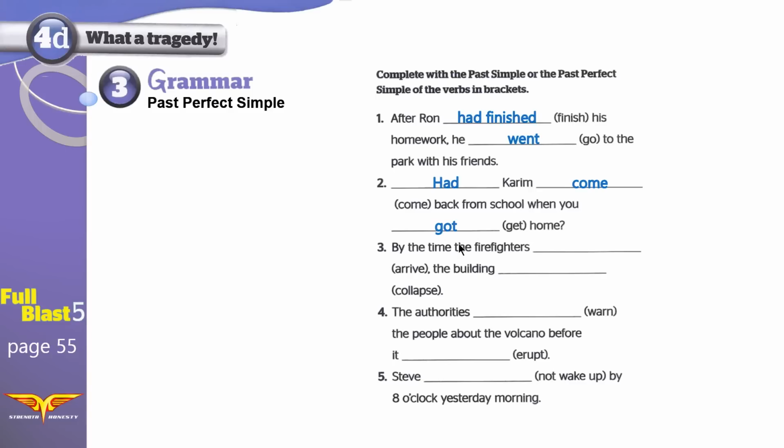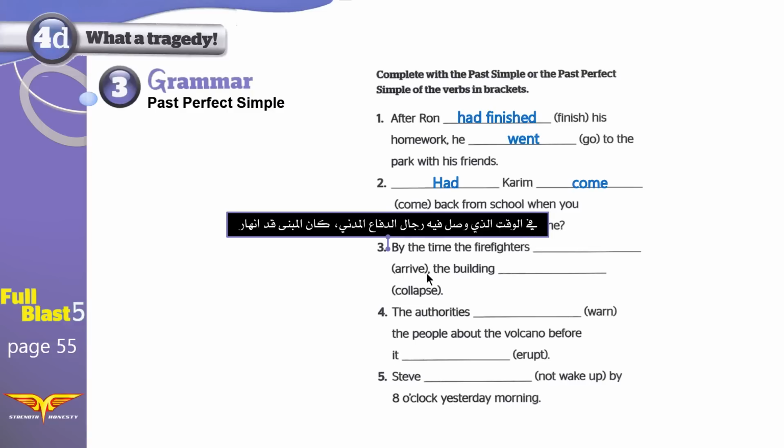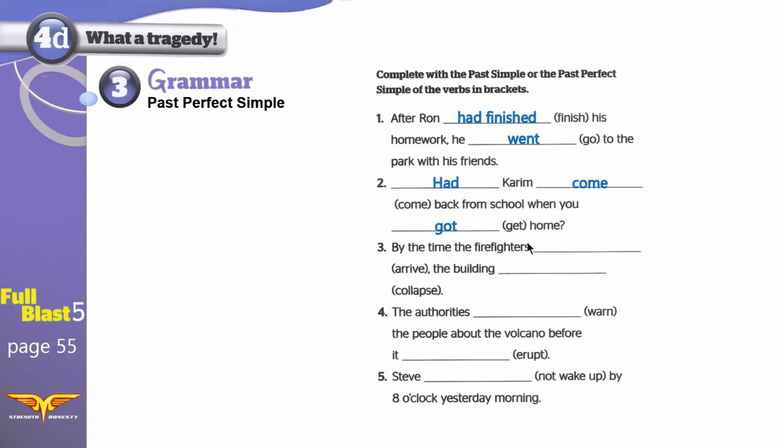3. By the time the firefighters. Firefighters are people who put out fires and rescue people. Arrive, when you arrive, you come. The building collapse. When a building collapses, it falls down. So which one happened first, do you think? I think that the building fell down and then these guys were late. They didn't come early. They came after the building collapsed, fell down. This one happened second, so we give it past simple. Arrived, we give this past perfect.